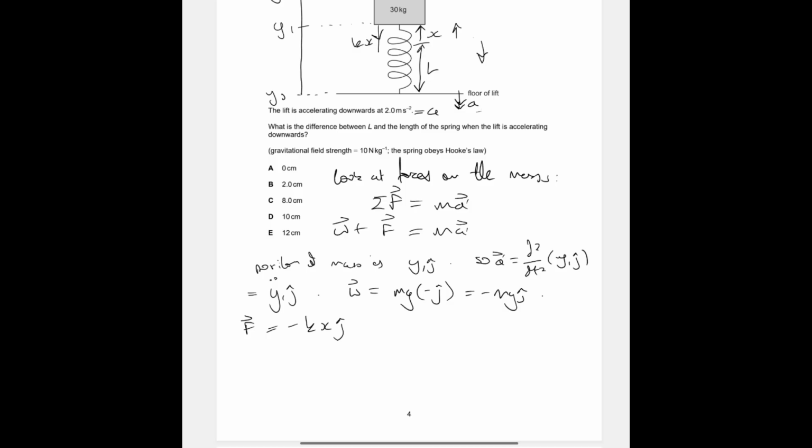And then the opposite is true. So when x is downwards, so the spring is compressed, the spring is going to push upwards. So yeah, this makes sense. We didn't get our signs mixed up.